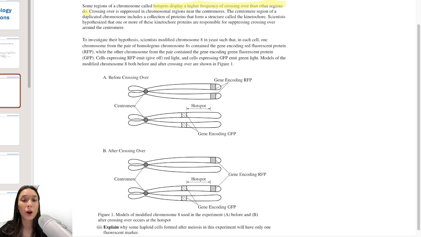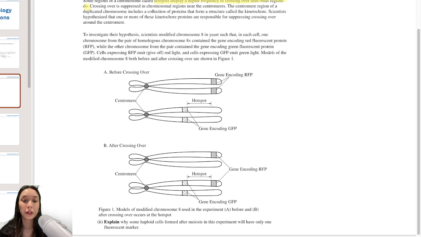The cells expressing RFP give off red light, and the cells expressing GFP emit a green light. The models of the modified chromosome 8s before and after crossing over are shown in figure 1. So they do give you a figure in this one. Always read your figure captions. It says, models of modified chromosome 8 used in the experiment, A before and B after crossing over occurs at the hot spots. So this is before crossing over.